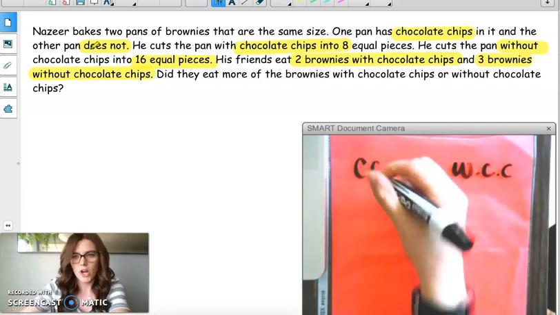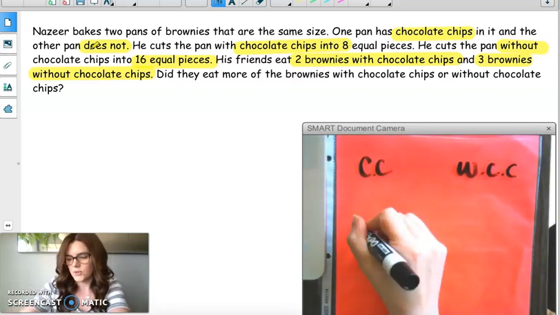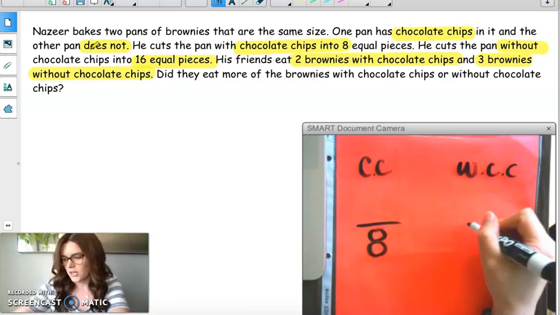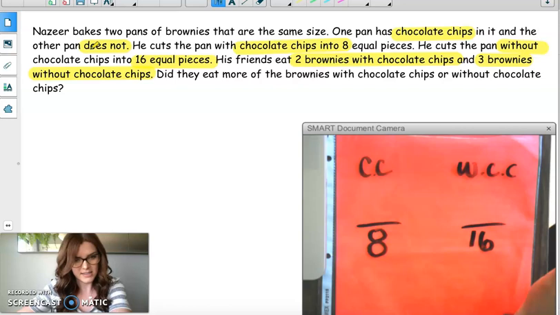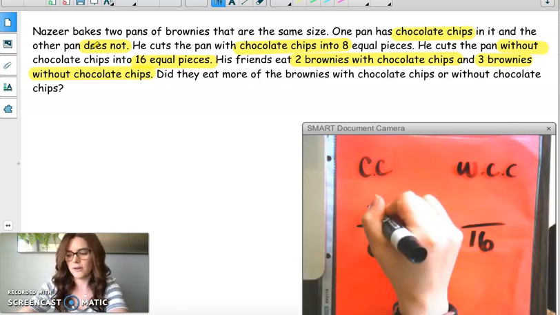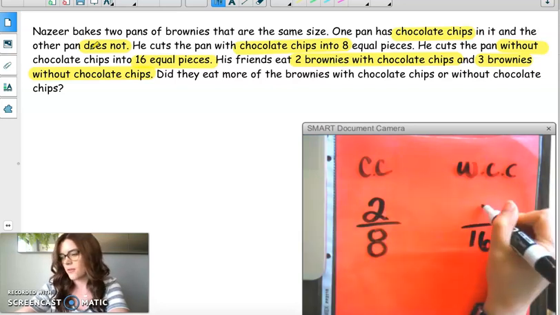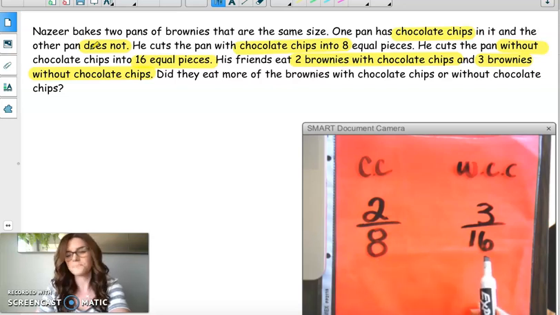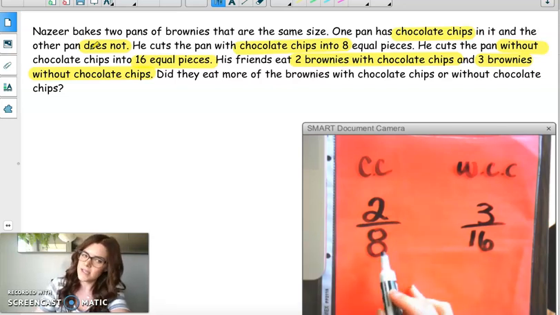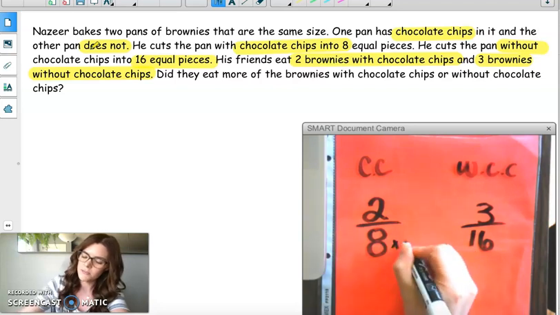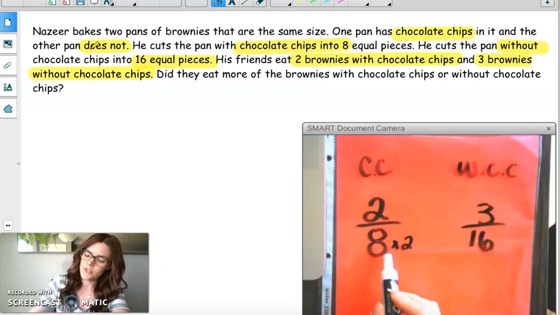Okay, so chocolate chips was cut into 8 equal pieces, 8ths. And the one without chocolate chips was cut into 16ths, 16 equal pieces. So Nazir's friends ate 2 brownies with chocolate chips and 3 brownies without chocolate chips. Now we need to change our denominators to be the same. So we can easily get from 8 to 16, and we do that by multiplying by 2. 8 times 2 is 16.